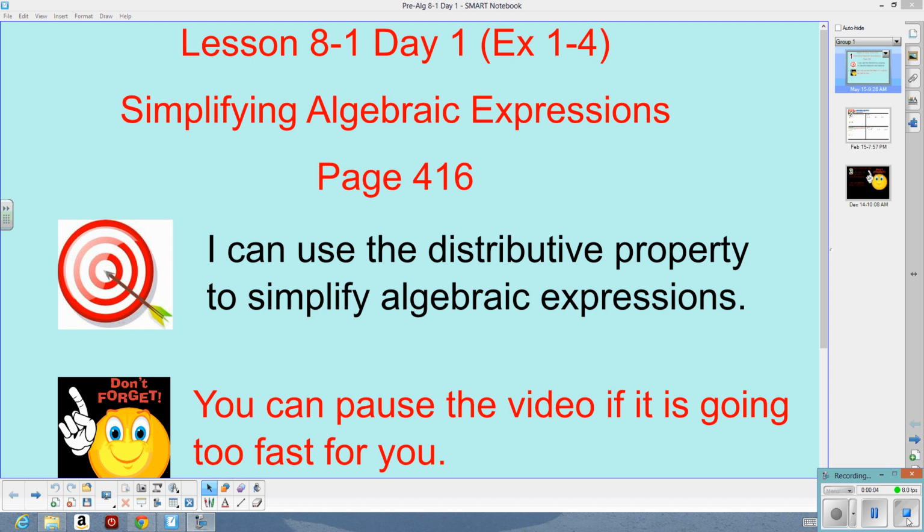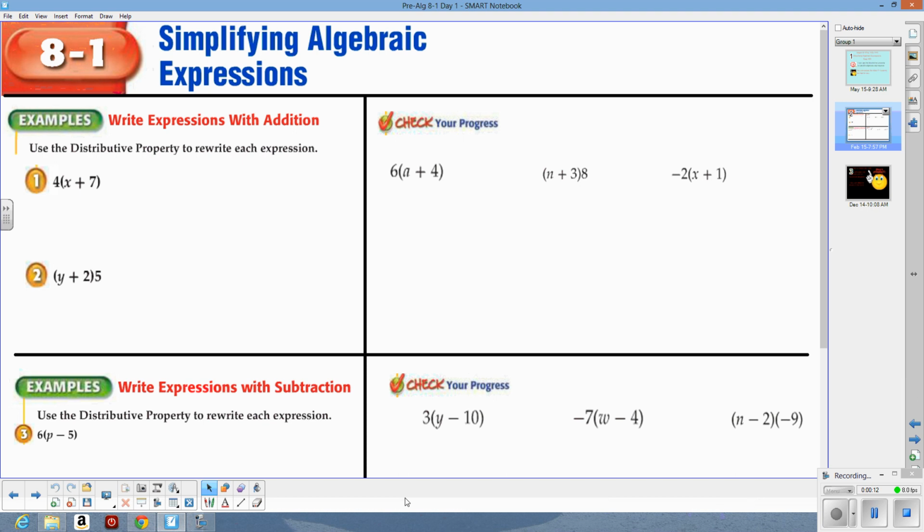In Lesson 8.1, Day 1, Examples 1 through 4, you will simplify algebraic expressions by using the distributive property. When you have a number outside a set of parentheses, like this, it means to take and multiply everything inside the parentheses by the number on the outside. You want to distribute the 4 to everything on the inside.